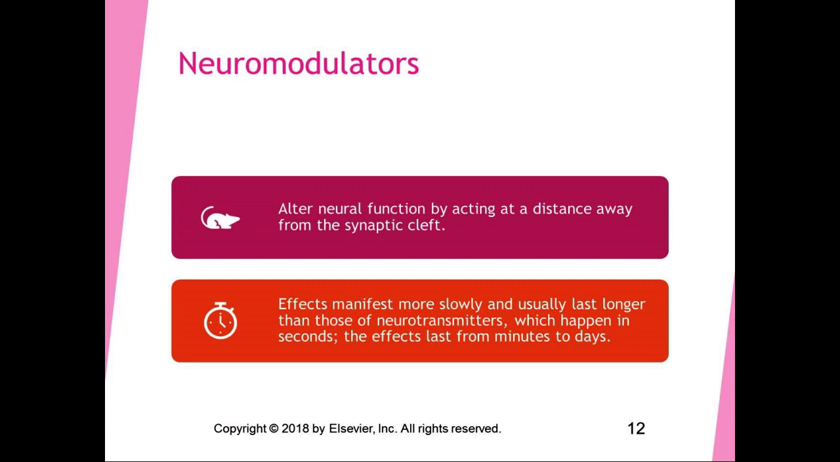So the learning objective, where I said the relative speed and effects of neuromodulators versus neurotransmitters: neurotransmitters act on a single cell, from one cell to another across the synaptic cleft, and neuromodulators act on a whole area, on a group of axons away from the synaptic cleft, and have longer lasting effects.